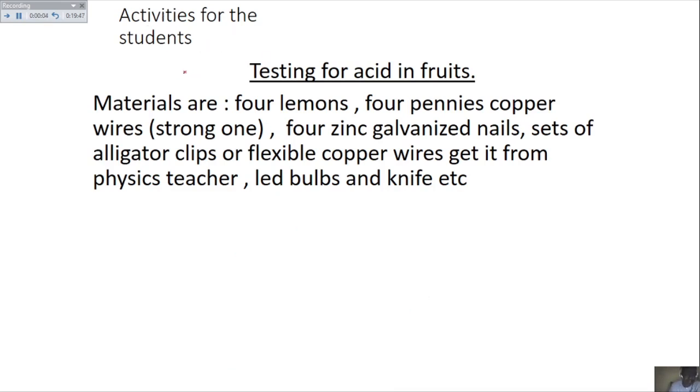Now, activities for the students. Who are the students? You are there for testing for acid in fruits. Materials: try to get them. We have 4 lemons, 4 penny copper wires, 4 zinc galvanized nails, a set of alligator clips to hold them together, or a flexible copper wire. Get it from a fuel station, and a bulb and a knife. So what do we expect you to do? You can equally watch it on our YouTube page.